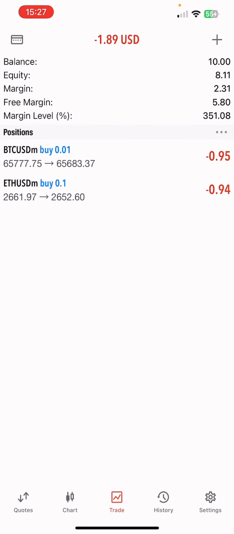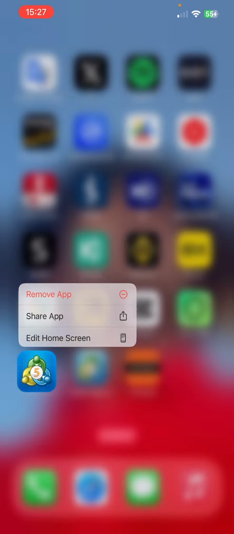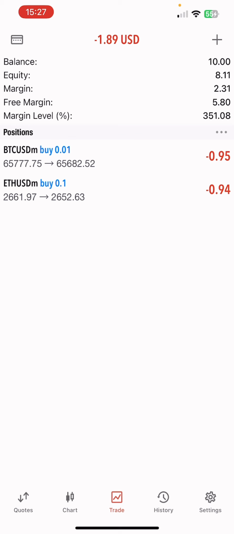If you have a problem, you always try to trade, uninstall this app. All you can do is remove the app. At the end of the day, you go back to the App Store and install it again the next day. But make sure you keep withdrawing. That's the most important thing.